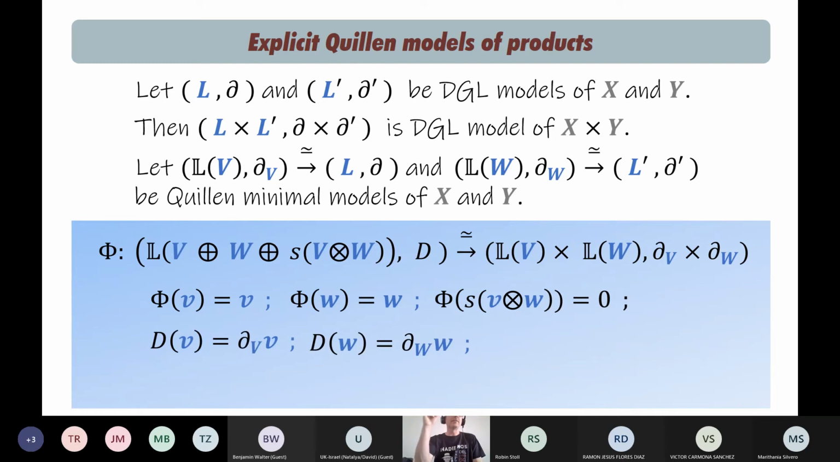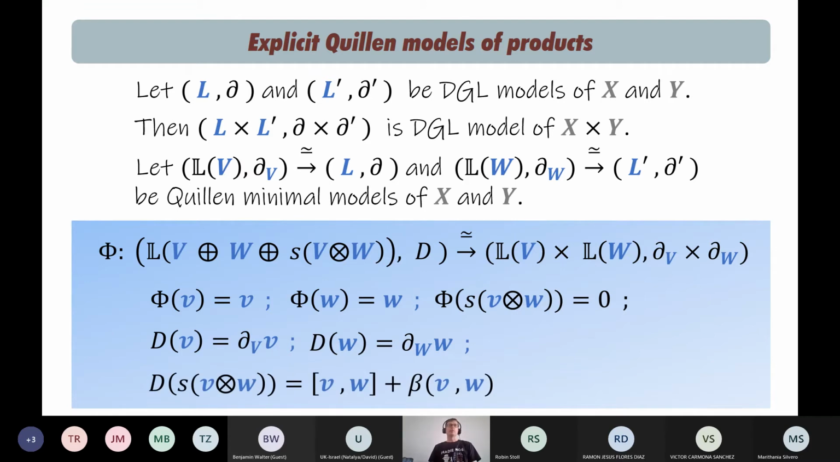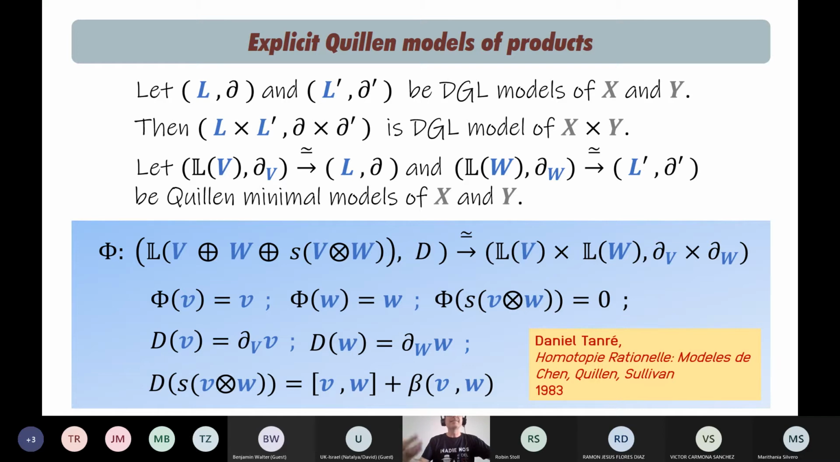The differential in each V and W is the same as in the models of the X and Y. And the differential of an element of the suspension of the tensor product is the bracket of V and W plus something which is in the kernel of this quasi-isomorphism. Let's see with some example how this, well, this was in the book of Daniel Tanré, but this gives the existence of a free Quillen model and how it is, but this is also a procedure to obtain this model.